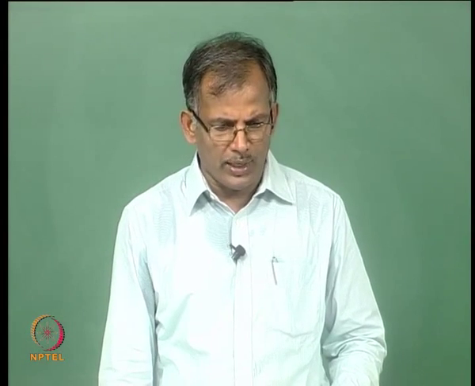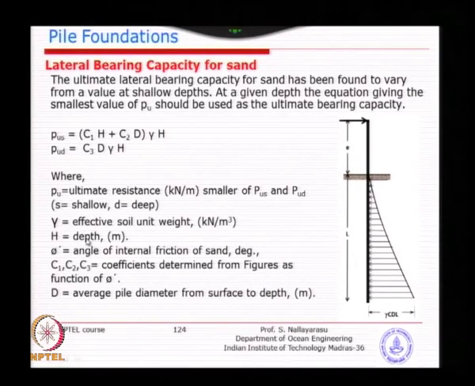You can see here C1 times H, where H is the depth at which you are looking. For example, if it is 5 meters below, this H will become 5 meters. C2 times D, D is the diameter, multiplied by density times H. So, what is the value of C1 and C2? We need to look at either the original paper or API, which has summarized these numbers for different angles of internal friction, because this is a sandy material. So, you could take those values of C1 and C2 and C3 times diameter times gamma H.